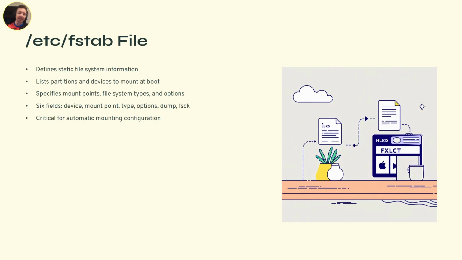Next one is the etc/fstab file. Now, this has nothing to do with stabbing. Let's take a look at what this is. This one defines static file system information. We're looking specifically at things like listing out partitions and devices to mount at boot, so your device will know what to mount and what not to mount. It specifies the mount points, the file system types, and options. So the fstab, think of it as file system tab, right? Any information that your device needs to know about mounting is going to be in the fstab file. Mounting, fstab. That's it. Don't look any more in depth than that.